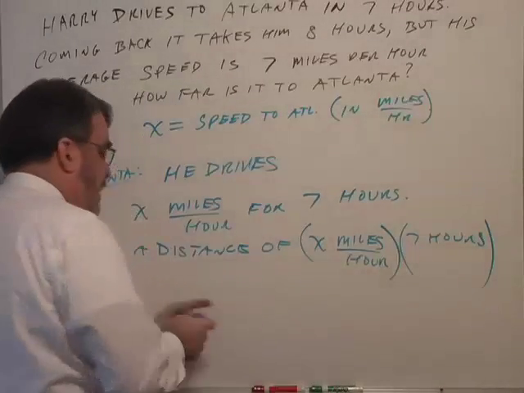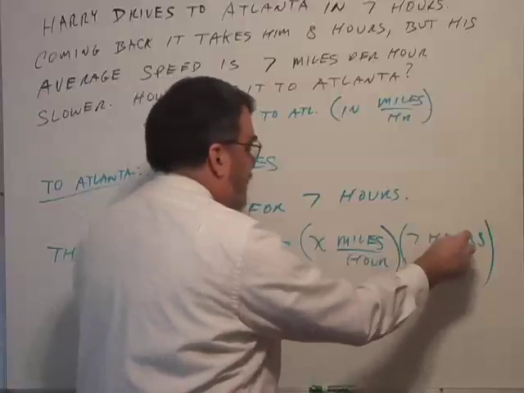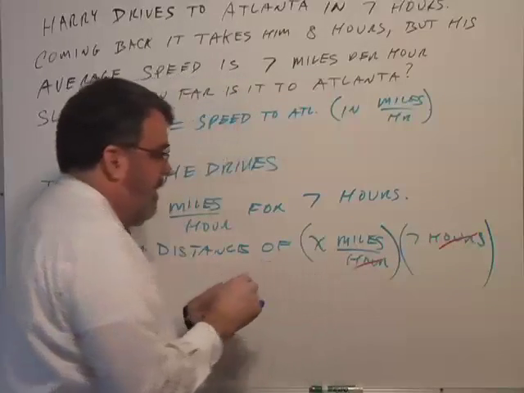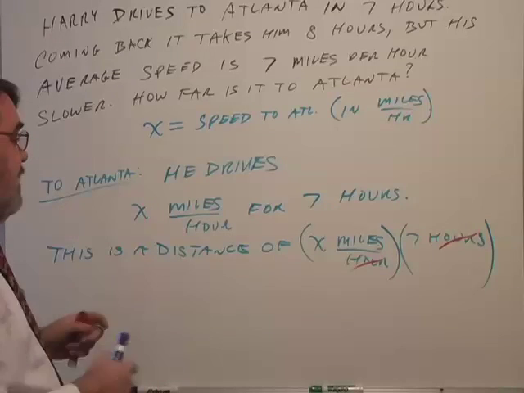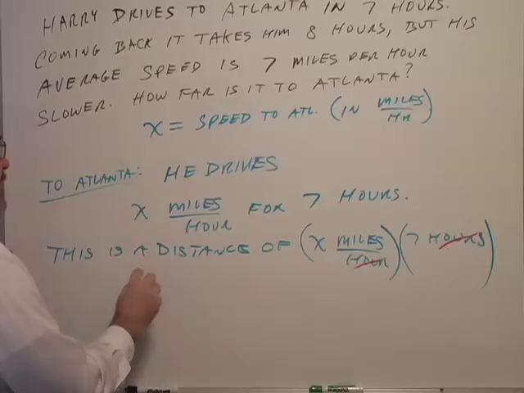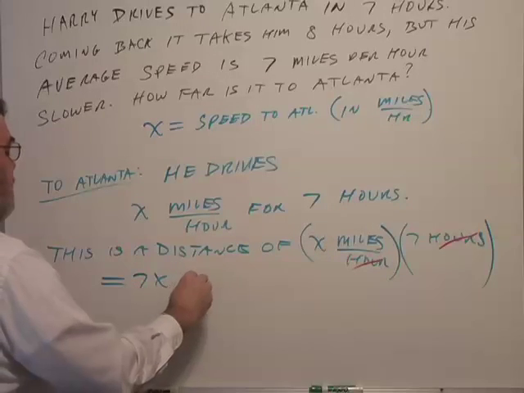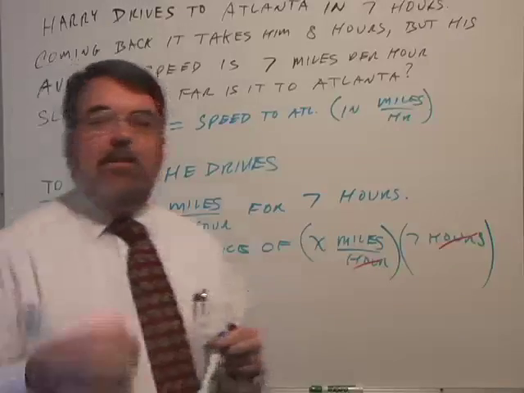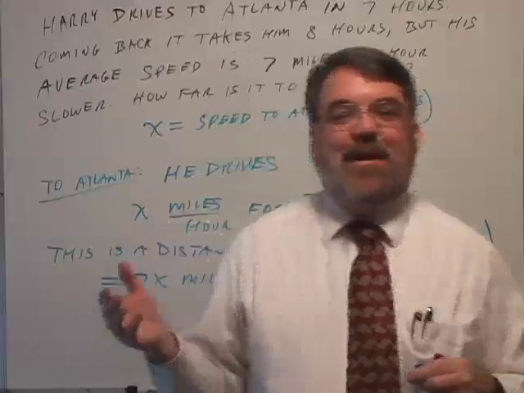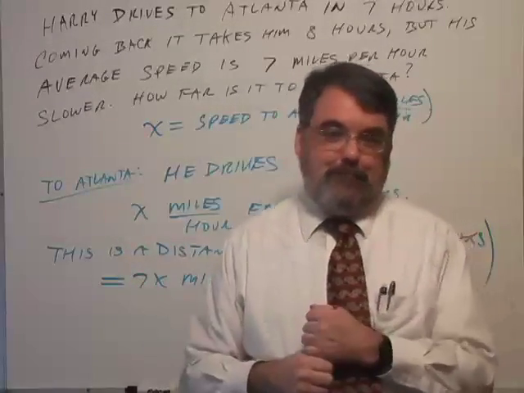And again, I can't stress this too much. When you multiply these together, look at the units. This is a numerator unit. It cancels the denominator units. And I get miles. And what is miles? Miles is distance. So that's the distance of 7x miles. All right, so he has driven 7 times x miles. Now, if we can just figure out what x is, we'll be in good shape.